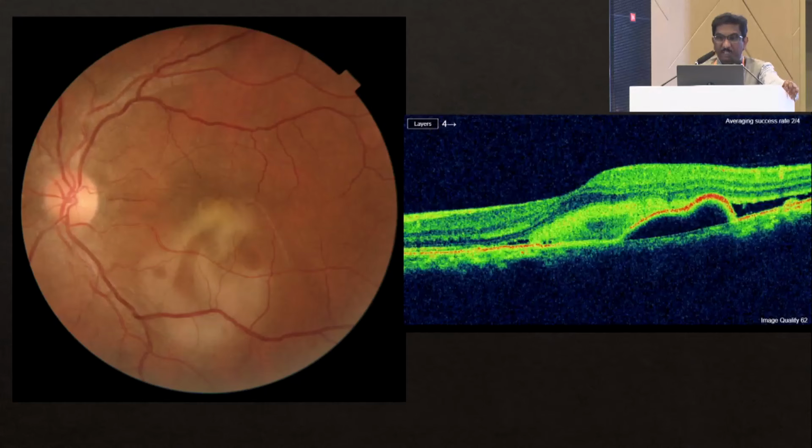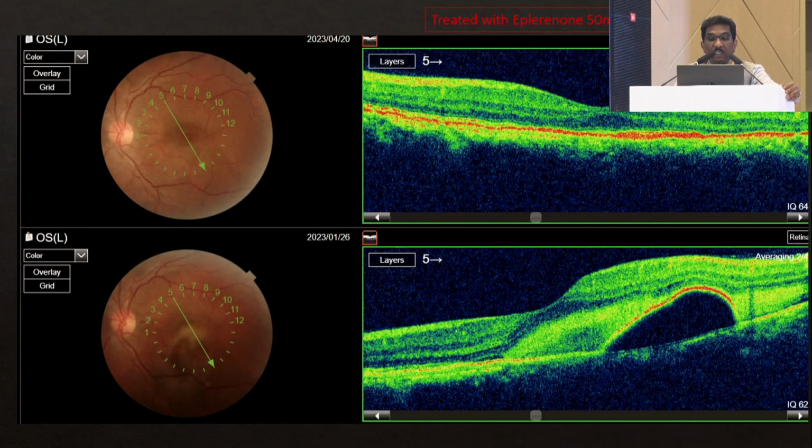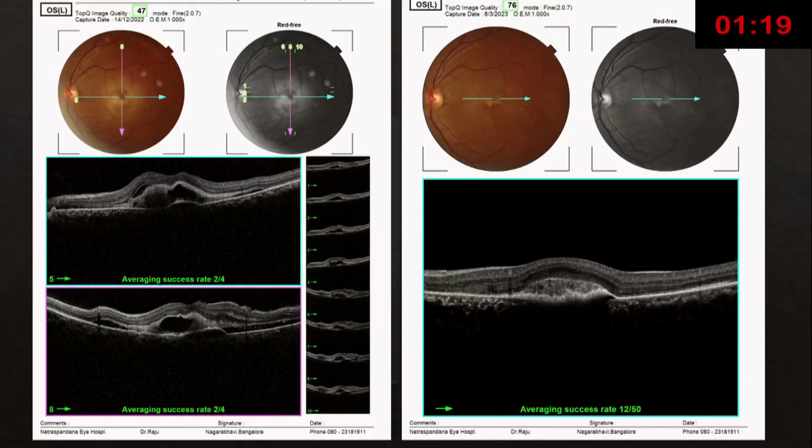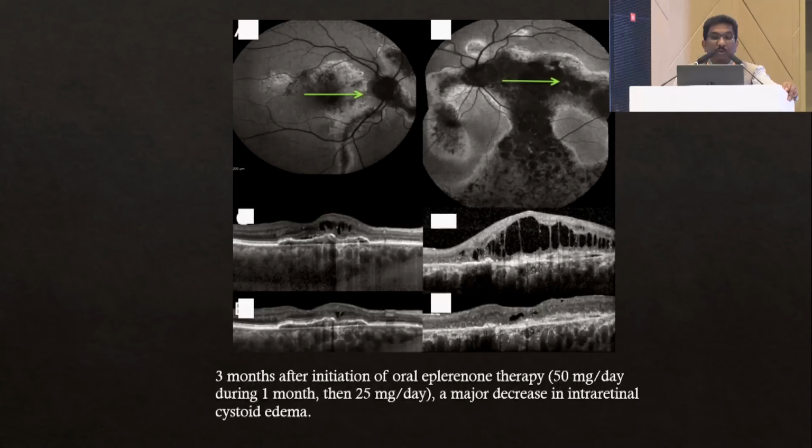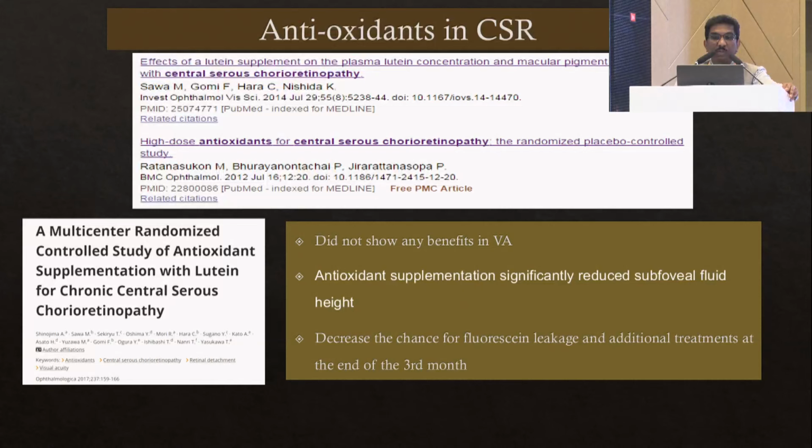This is a patient who came with a CSR which had a thick exudative fluid in the subretinal space. And this is after treatment with eplerenone at around 2 or 3 months' time. This is another patient, same with an exudative CSCR treated with eplerenone. So even in chronic CSCR, it has been reported that these patients do well, but some patients may not respond.